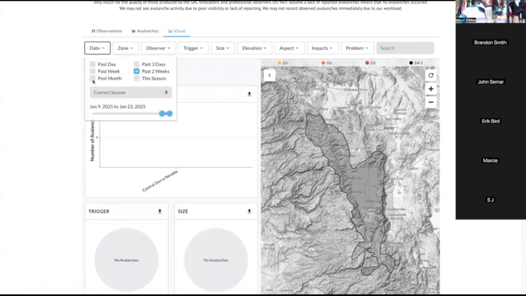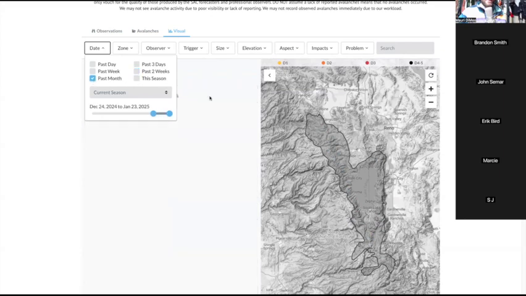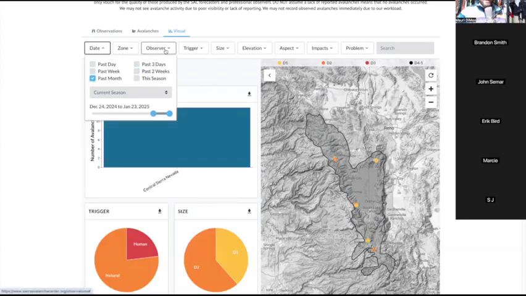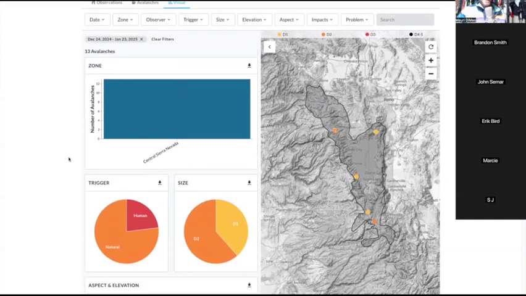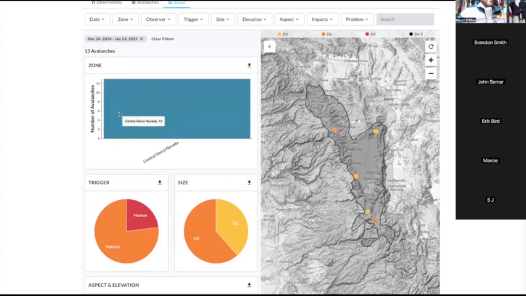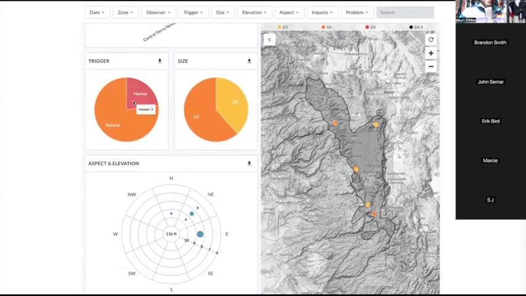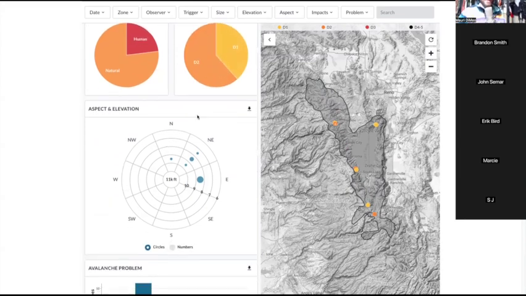So Pat, I'm going to go for the past month. Okay, and then boom, now we have a few avalanches. And so now we can see zone, all in the Sierra Nevada because this is one zone, whereas Colorado will have multiple zones. We have trigger, human versus natural. So we have in the past month 3 human and 10 naturally triggered avalanches. We've had 5 D1 and 8 D2. And then we have our spatial distribution.